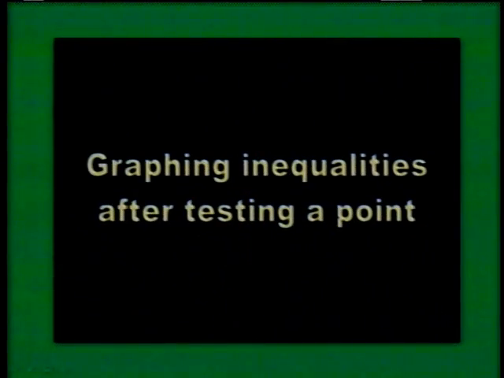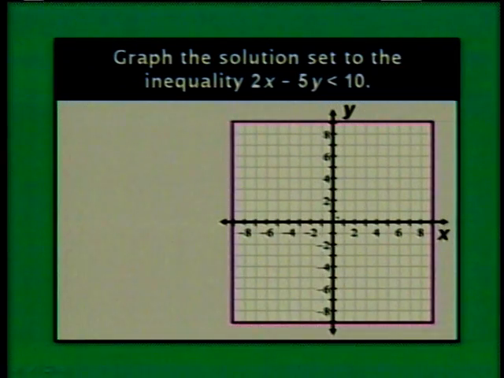Let's talk about a different method for figuring out which side of the line to shade. This is called graphing inequalities after testing a point. I want to solve the inequality 2x minus 5y is less than 10. I could manipulate this into slope-intercept form, but I think I can come up with a plan that I could actually graph the solution set a little more quickly.